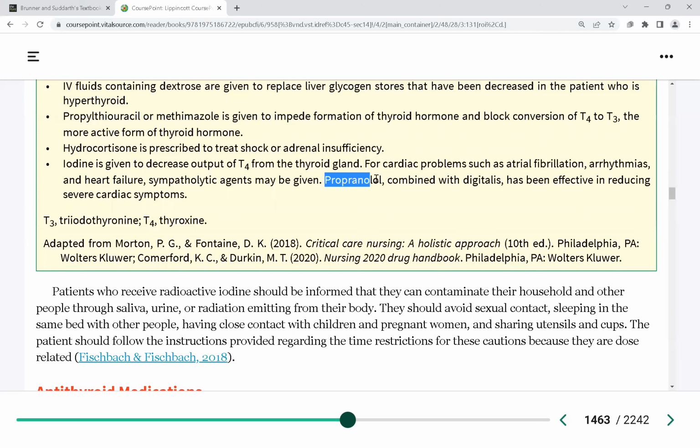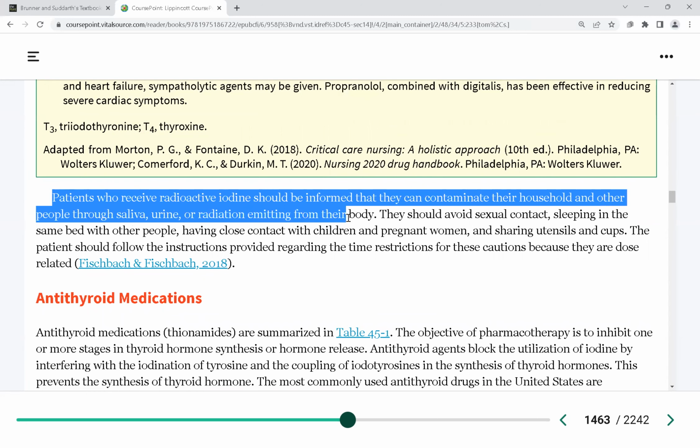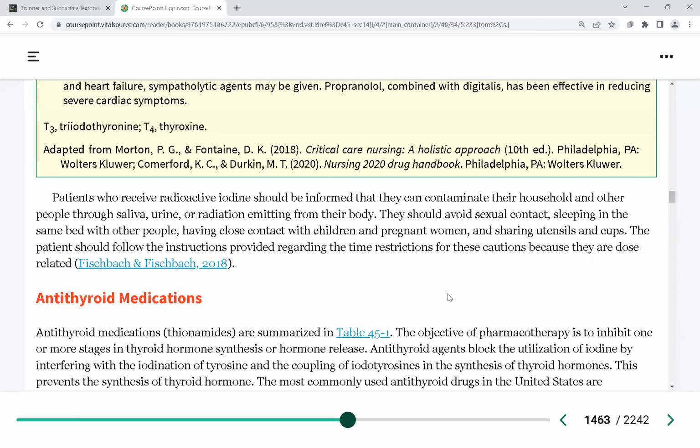And we already know why propranolol is given. Metoprolol, sotalol, why are they given? In patients with hyperthyroidism? Tachycardia. Okay, the cardiac manifestations. So we already discussed these earlier about precautions for patients receiving radioactive iodine.